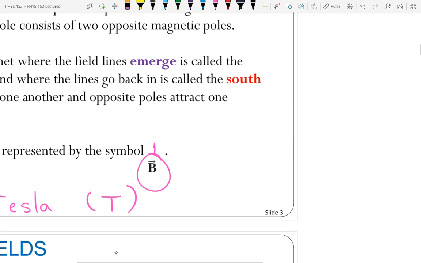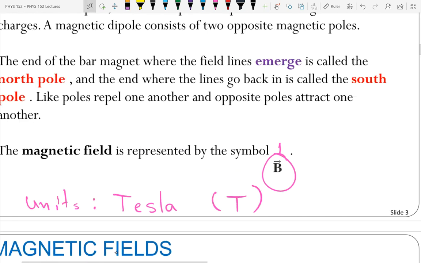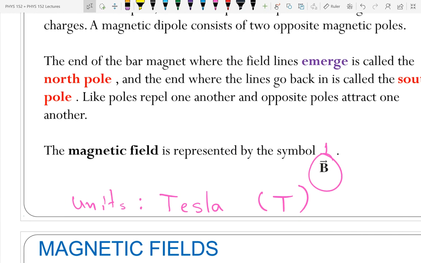So the Tesla is the standard unit. And we will work out a little bit later what the unit of Tesla turns out to be in the base units. It obviously is going to have something to do with charge or current and mass and time.